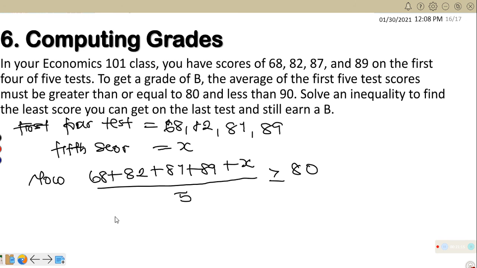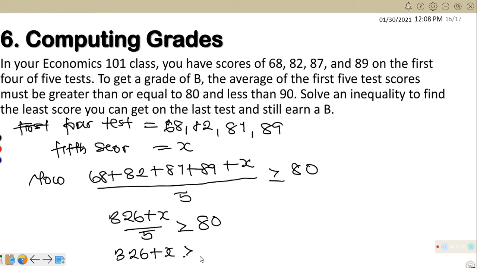So this implies that (326 + X)/5 is greater than or equal to 80. So this will give us 326 + X greater than or equal to 80 times 5. Okay, multiplying all through by 80. So the sum of the first 4 tests is 326.